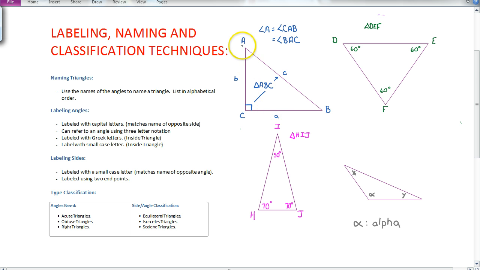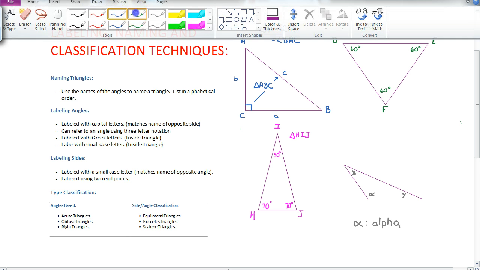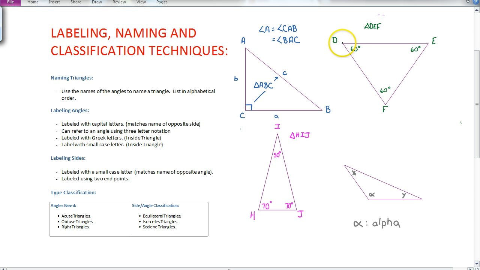This side is said to be opposite of A. This side is said to be opposite of C. This side is said to be opposite of B. I can do the same thing here. This is angle D, this is length D, this is angle E, this is length E, this is angle F, this is length F.